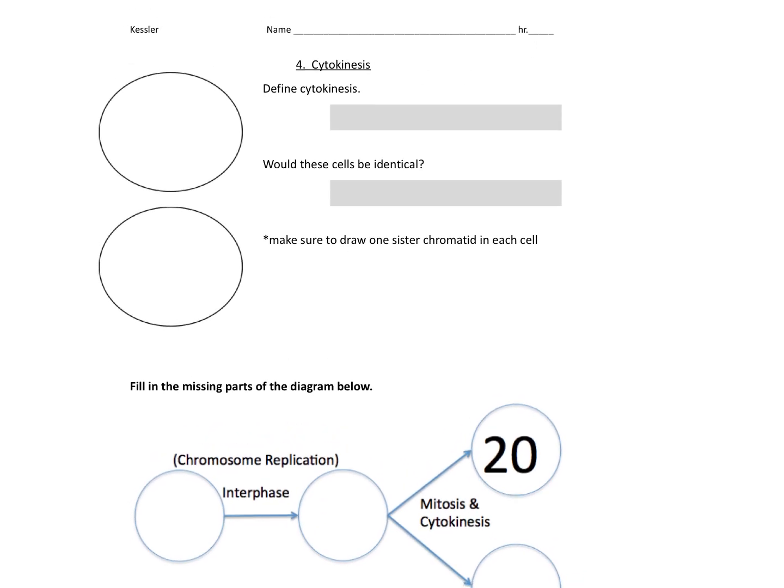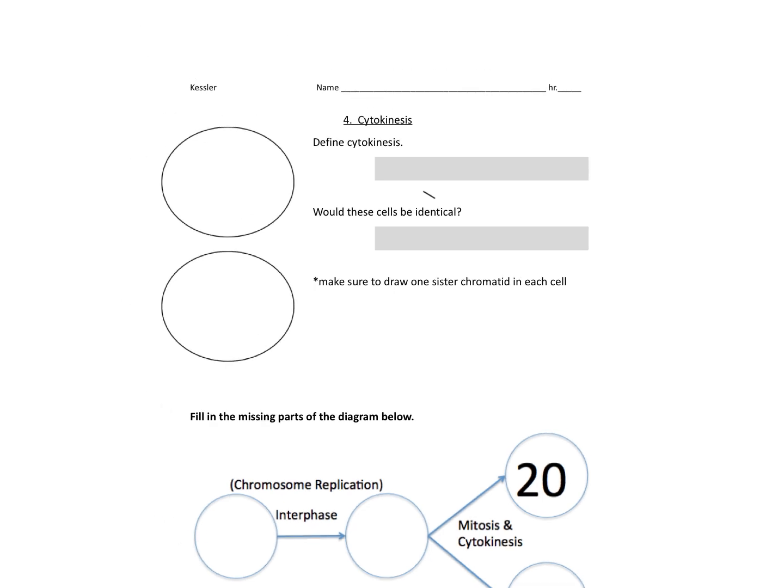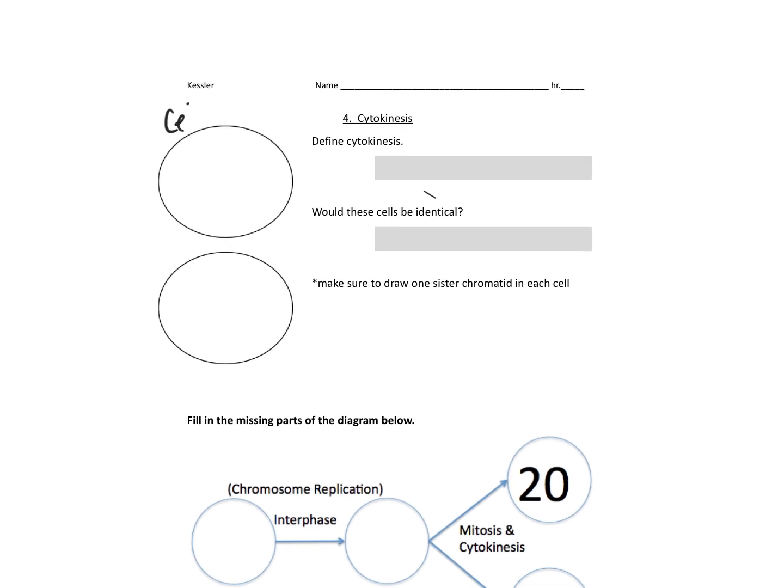Okay, so for us, it's going to say cytokinesis. This is going to be after mitosis is complete, or at the very end of mitosis. Okay, so what it shows first of all is two cells, so cell 1 and cell 2.